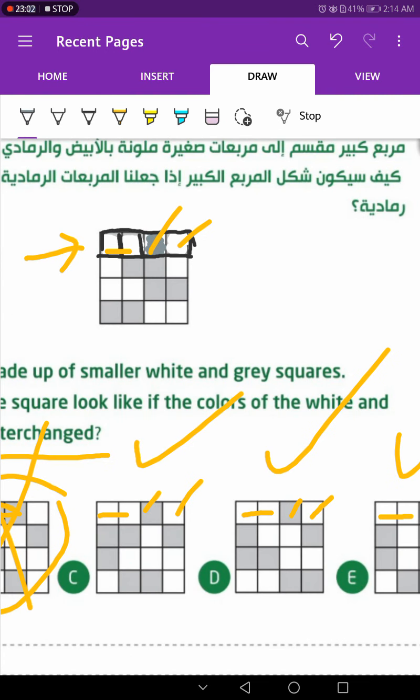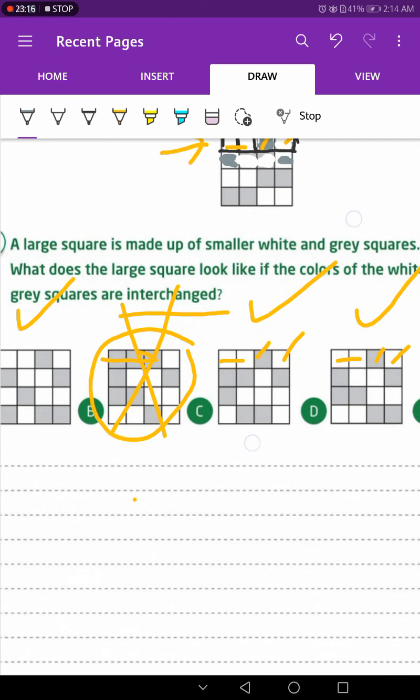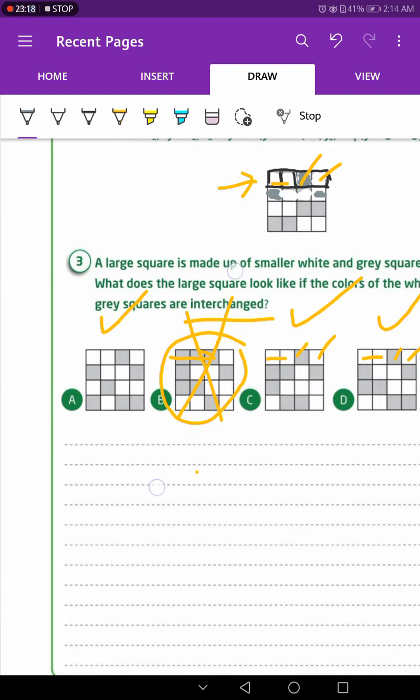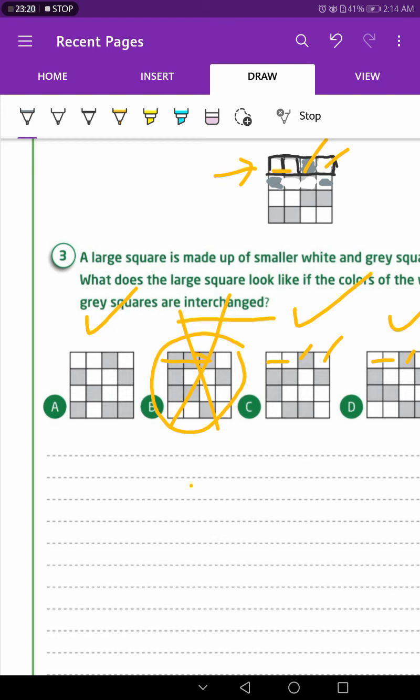Okay, switch. The white will be gray, and the gray will be white. White and gray. So I have what? Gray, white, white, gray. Yes. Okay. Gray, white, white, gray. So this is correct. Okay, this is the double check.